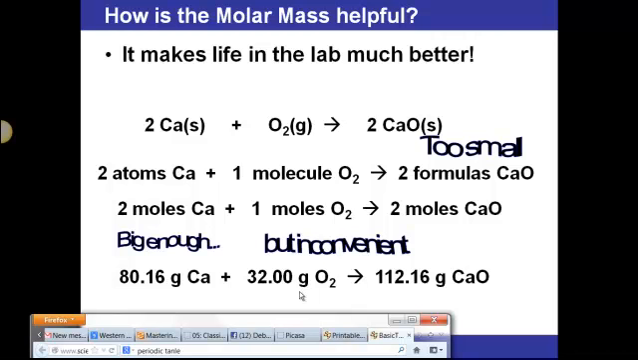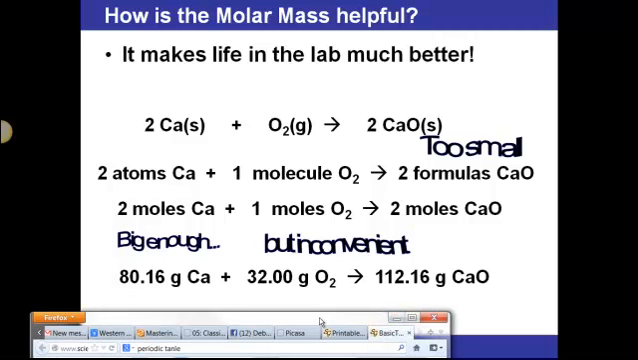So we can substitute in 32 grams here. And then we're going to create 2 moles of calcium oxide. So we need the formula weight for 1 mole first. So we know that that's going to be 40.08 plus 16. So 56.08 times 2 is going to be 112.16 grams for the 2 moles that we have.